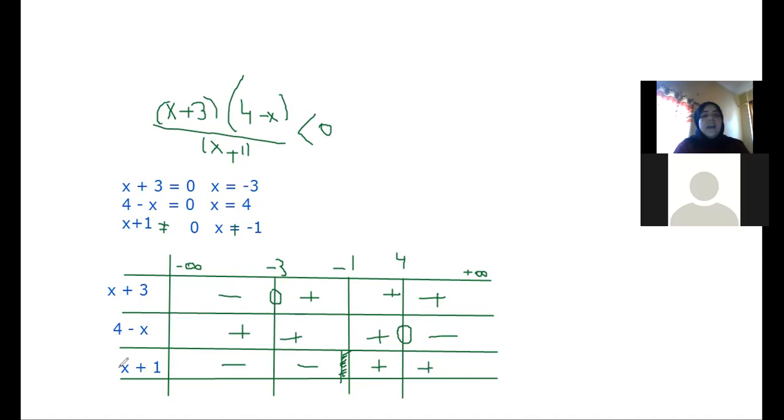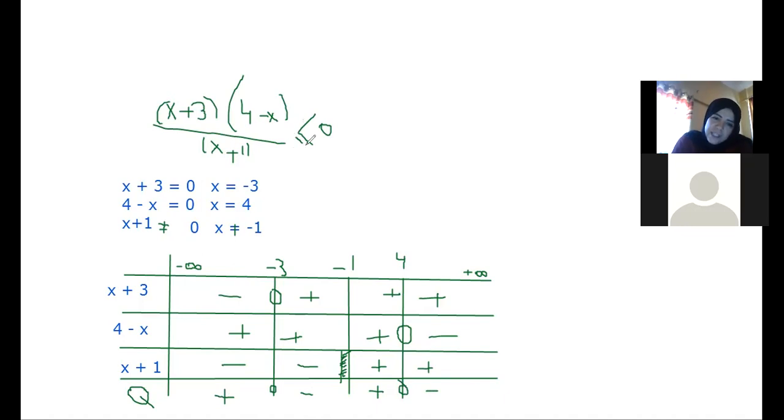Very good. Now we need to check the quotient because it's a fraction, not a product, but it's the same thing. Minus times plus times minus. It will be negative, positive, negative, then positive. Positive, negative, negative. All positive. Positive, negative, positive, negative. Very good.